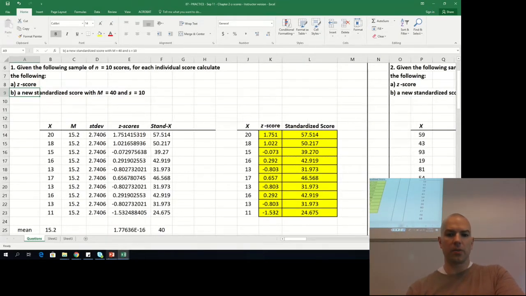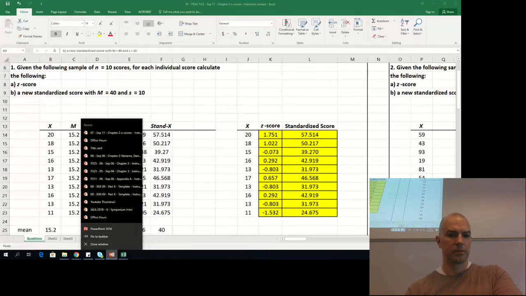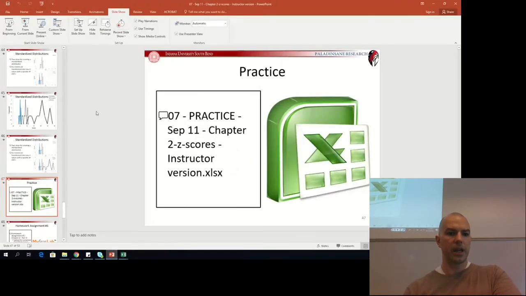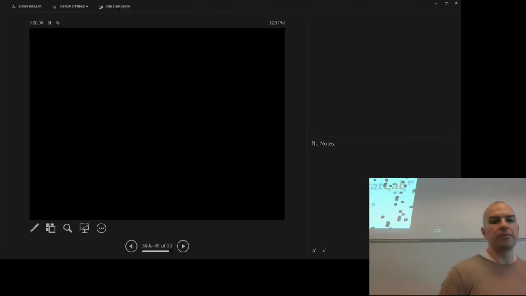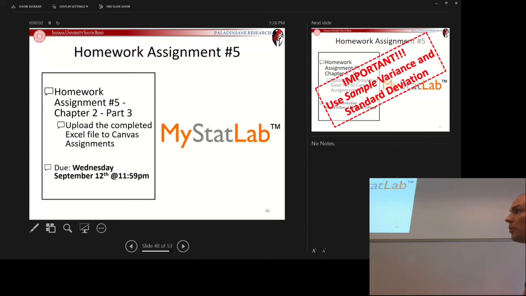All right, so to wrap up today's class, this homework assignment is due Wednesday, September 12th. So again, pretty straightforward. Use the techniques that we had tried in class today. Set up that parallel structure. You can complete this homework assignment and get that important z-score practice.